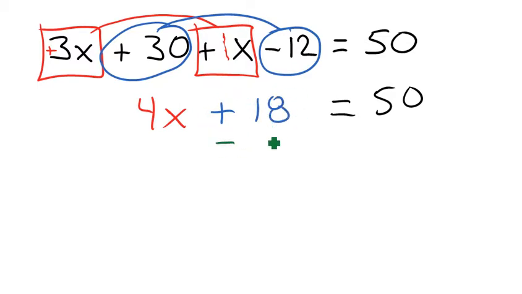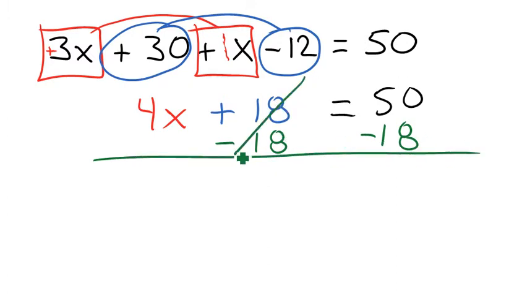Okay, next, let's go ahead and get rid of this constant right here. So I'll subtract 18. Do it to both sides. Got to be fair. That's gone. So that's going to leave me with just 4x equals 50 minus 18 is 32.